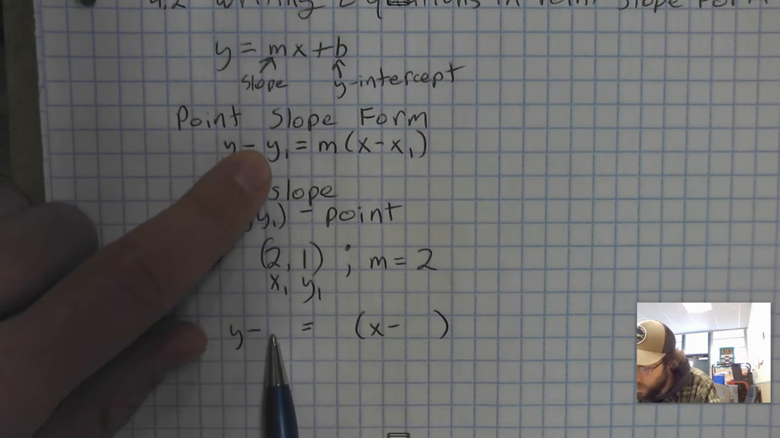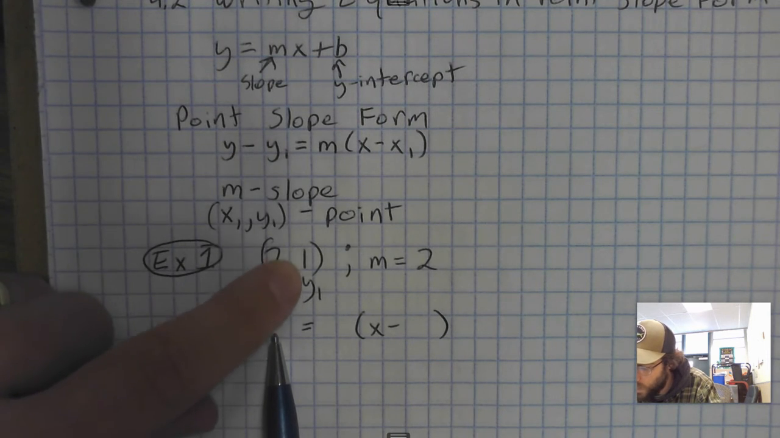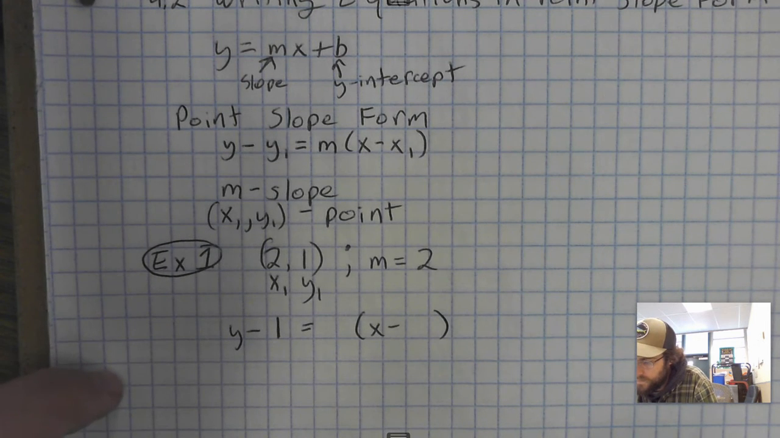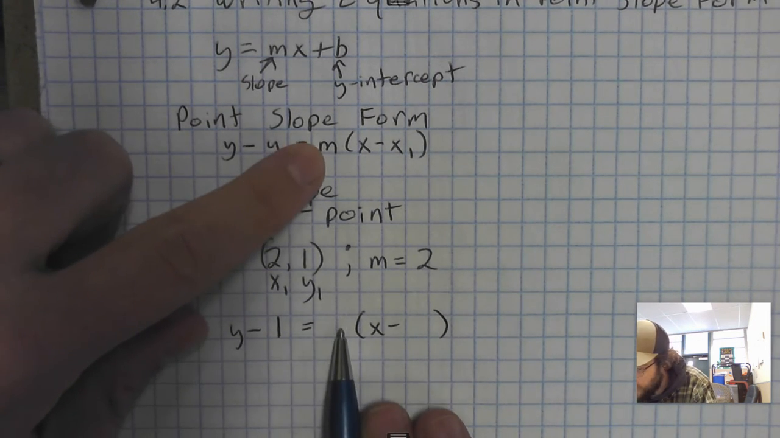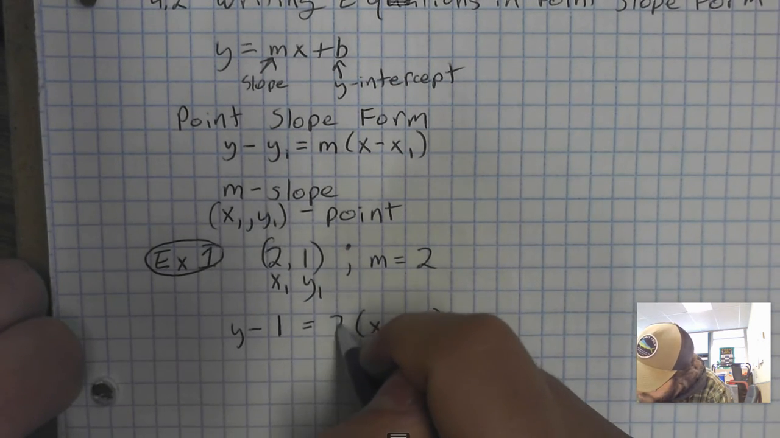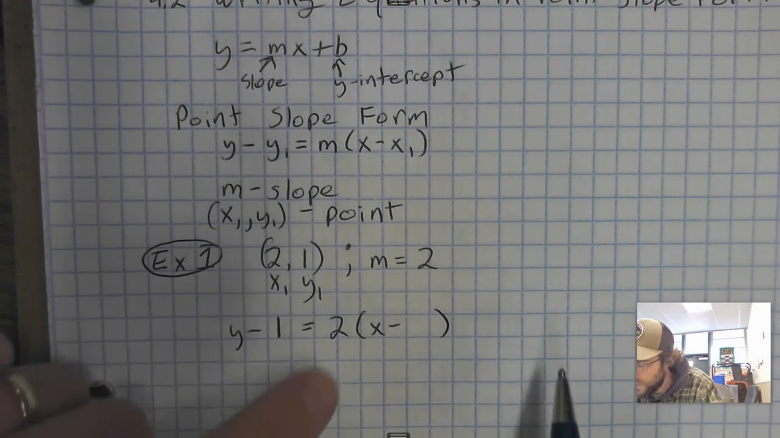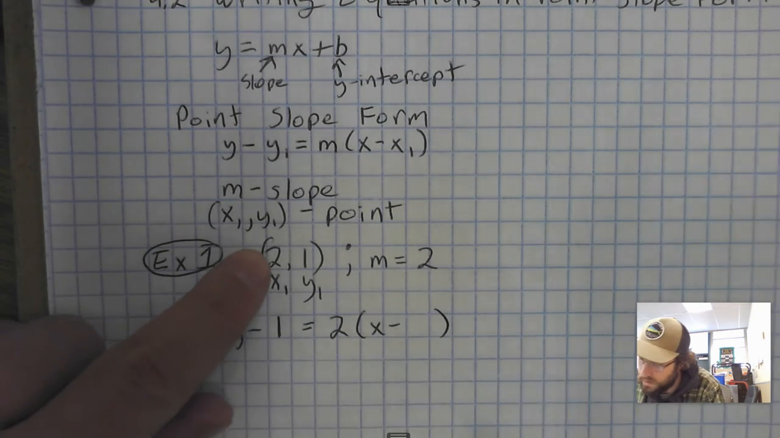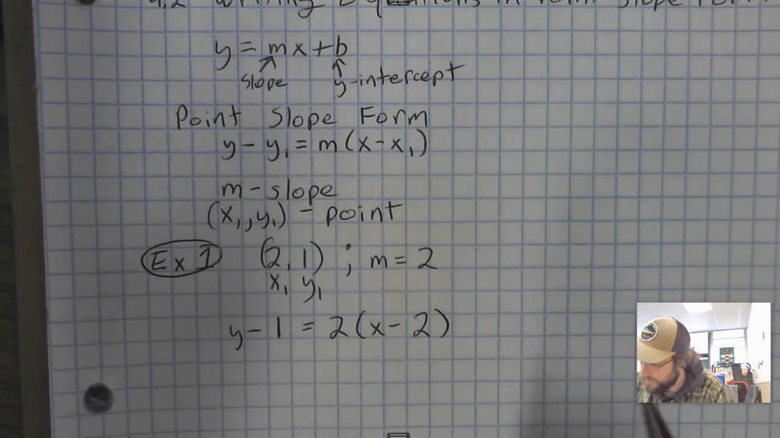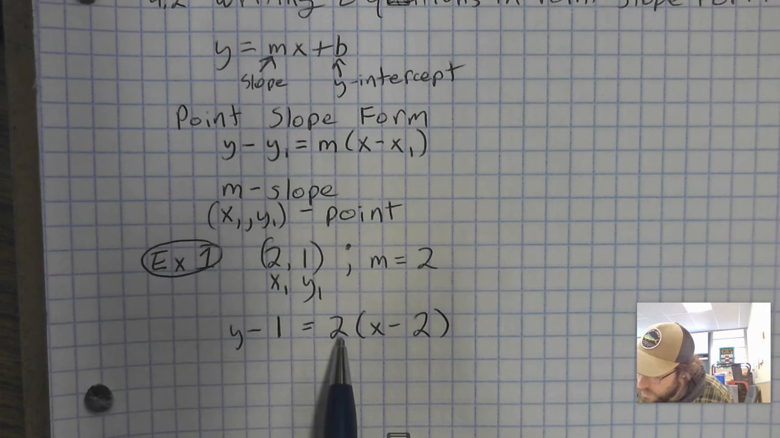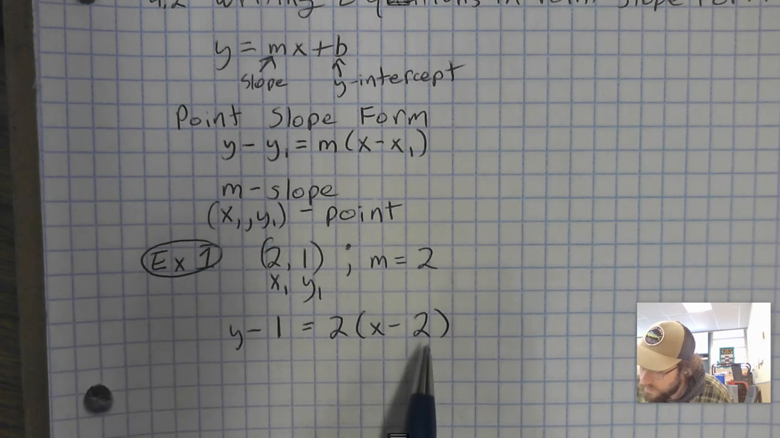Here I see it's y minus y1, and I look at my problem and I see y1 is 1. The next thing is equals, and then there's my m. What is the m that they gave us? The slope is 2. And then I see that it's x minus x1. In this blank, I find x1. That is 2 as well. So there it is in point slope form: y minus 1 equals 2 times x minus 2.